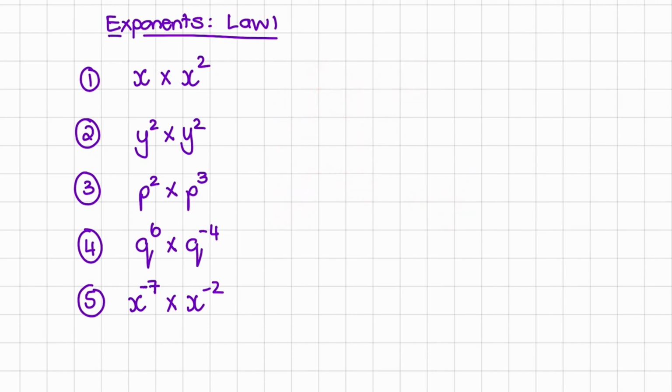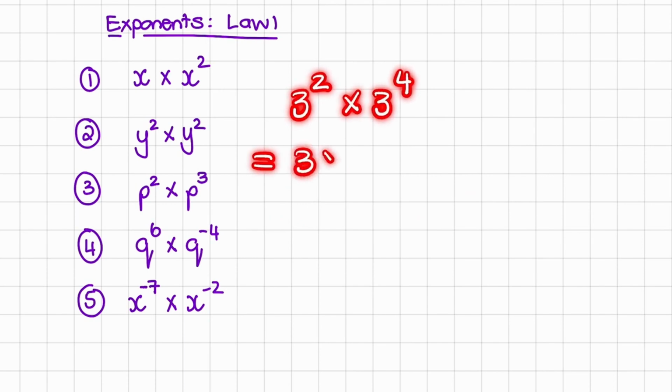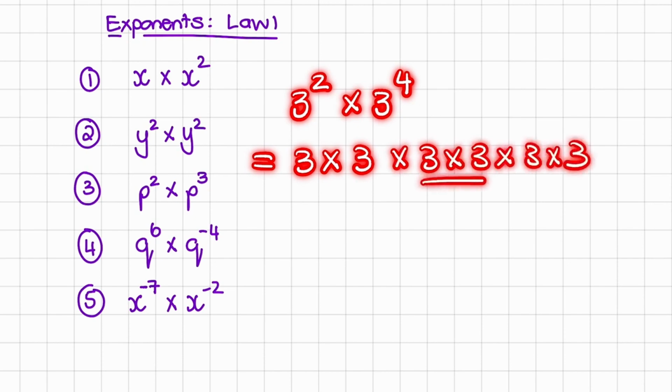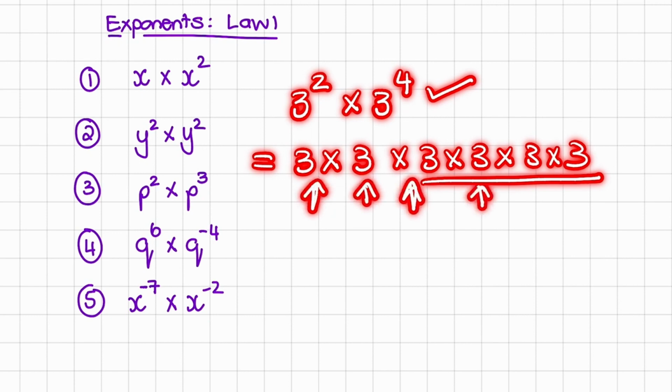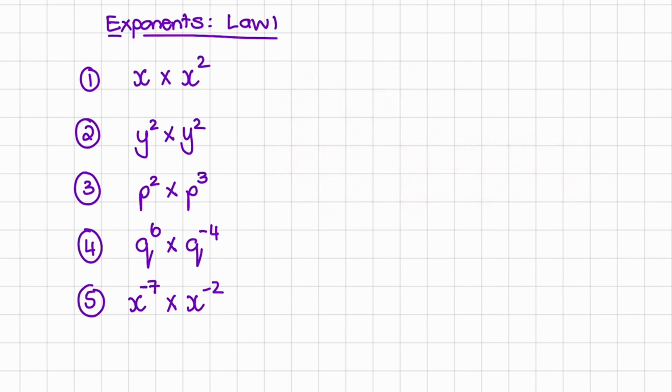And the reason why that is true, let's say we have 3 squared times 3 to the power of 4. That is the same as saying 3 times 3, which is the 3 squared, times 3 times 3 times 3 times 3, where the last 4 3's are 3 to the power of 4. And if I add this all together, I have 1, 2, 3, 4, 5, 6 3's that I'm multiplying. So in total, I have 3 to the power of 6.